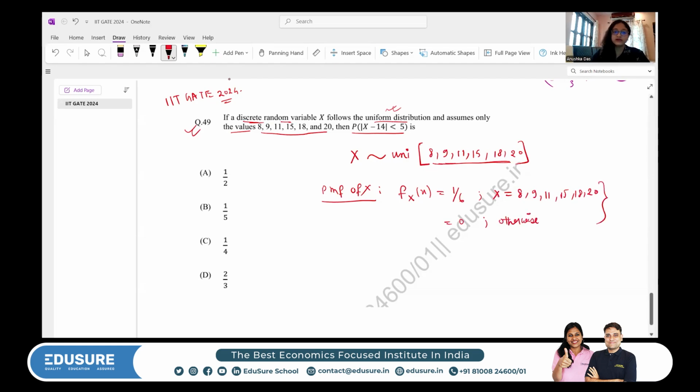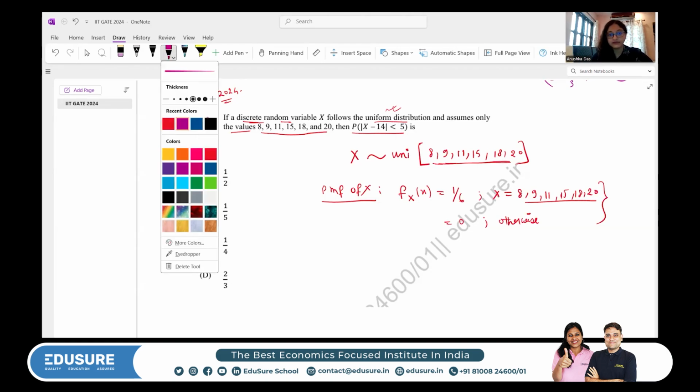Right? So since you have a uniform distribution, your probability mass function will look like this. For all these values, you have the probability mass to be 1 by 6, and for other values, the value is 0, right? Okay. Now let us simplify this expression.